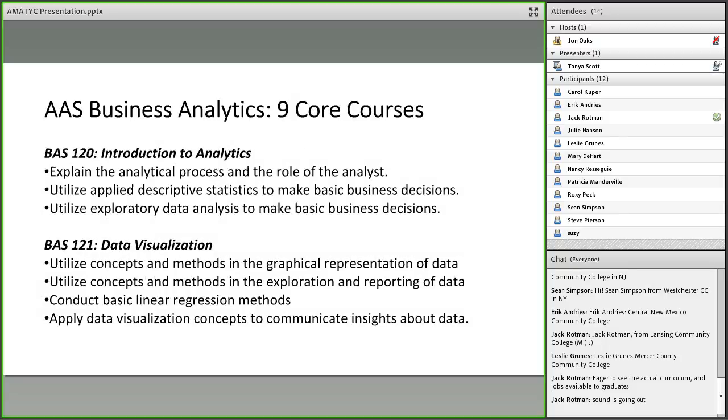And now we'll talk about the classes, and this is where Dr. Shah is really going to jump in because she's really, really aware of the classes because she's taught every single one of them now. And so I'm gonna hand it over to Dr. Shah, and she could talk about the 9 core classes in the program.